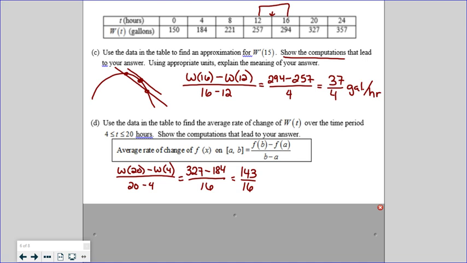143 over 16. Now, if you were to go to the decimal on that, it would need to be rounded correctly. And remember to round correctly in calculus, that is 3 decimal places. So 8.938 if I rounded to 3 decimal places. And that is again in our gallons per hour. Any questions on our average rate of change?